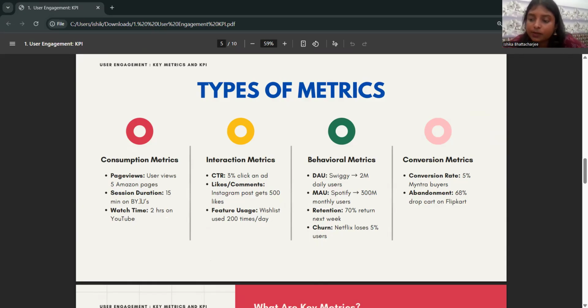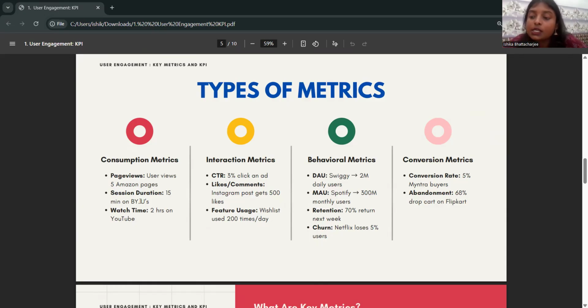Now comes interaction metrics. So these metrics measure how actively users interact with the platform, right? Examples are comments, shares, click through rate, where CTR is click through rate. And suppose you saved a reel, Instagram considers it a strong engagement signal because you saved the reel. That means you'll go watch it again and again. So this is the interaction metrics.